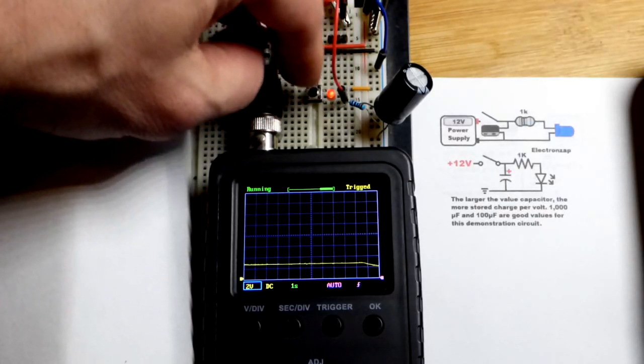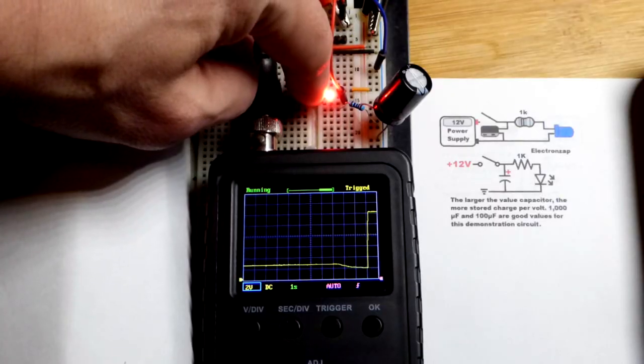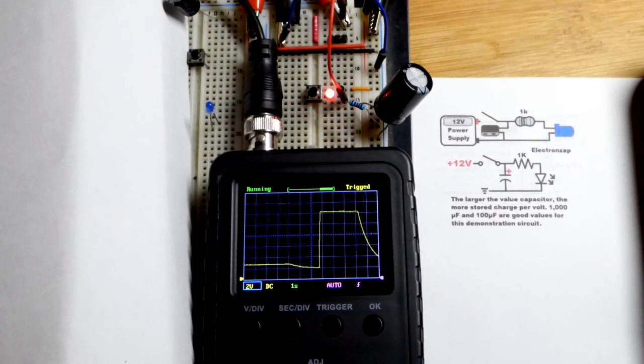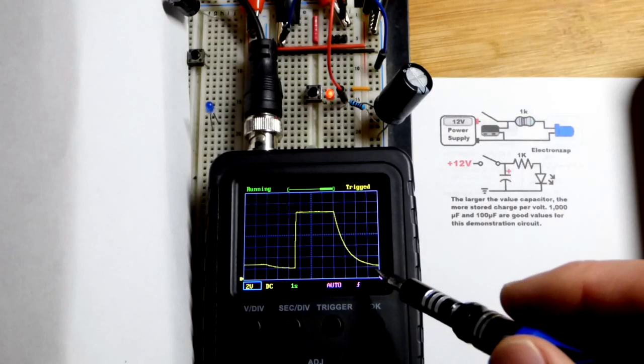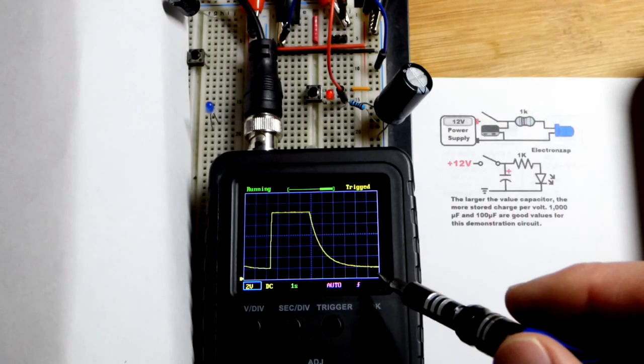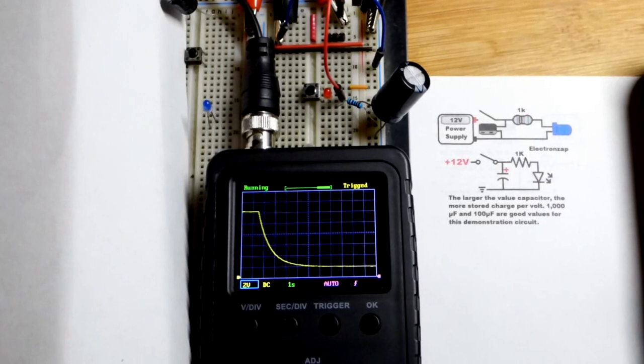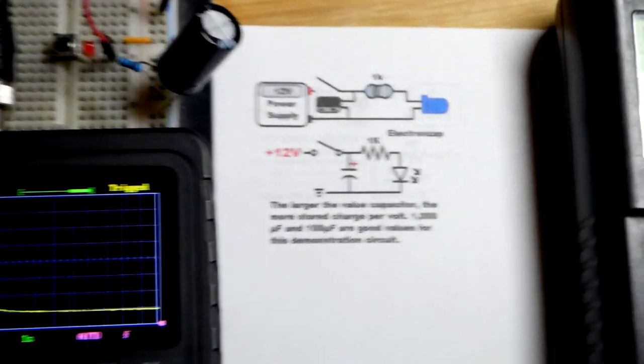So now I'm going to replace that with the red LED. There's still a slight amount of charge, and you saw the voltage was lower. But there we go. It's going to drop down. That's because the red LED doesn't have as high of a forward voltage as it was with the blue right there. So that's something to keep in mind with this particular circuit.